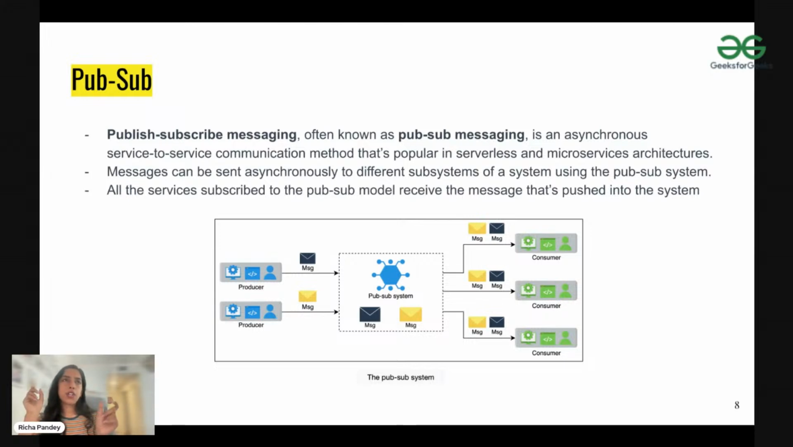In pub sub, there is a term called topic. There are three different terminologies here: a publisher, a subscriber, and a topic. The publisher is the service that initiates the message. The consumer or the subscriber is the one towards the end of the request, and anything in between is called a topic. So a topic is something like a queue.